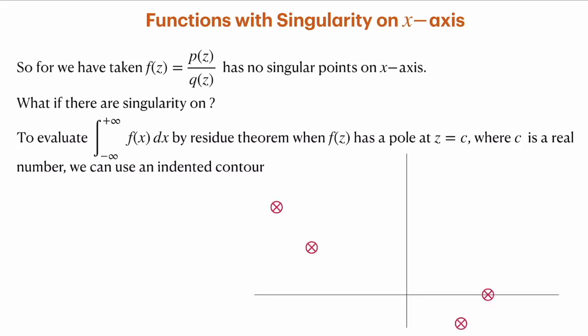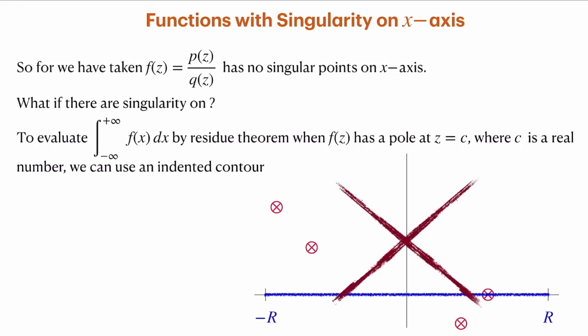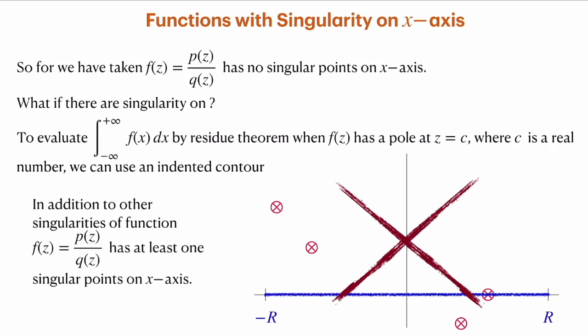We have several singularities of the function f(z) in the complex plane. In the earlier case, we avoided functions which have a singular point on the x-axis, but in this case we consider that there is at least one singular point, a simple pole, on the x-axis. In such a case we cannot use our earlier method in which we took the integral along the real axis from minus r to plus r, because we have a singular point at z = c.